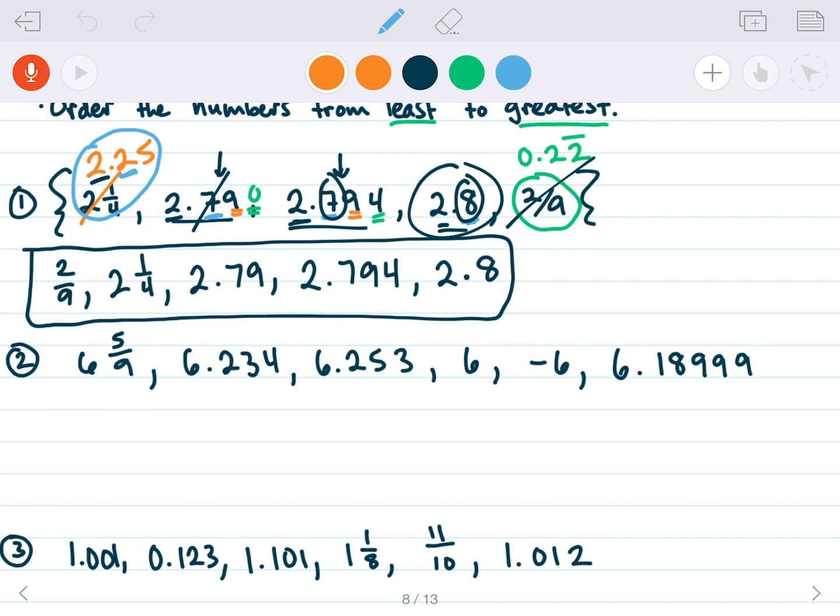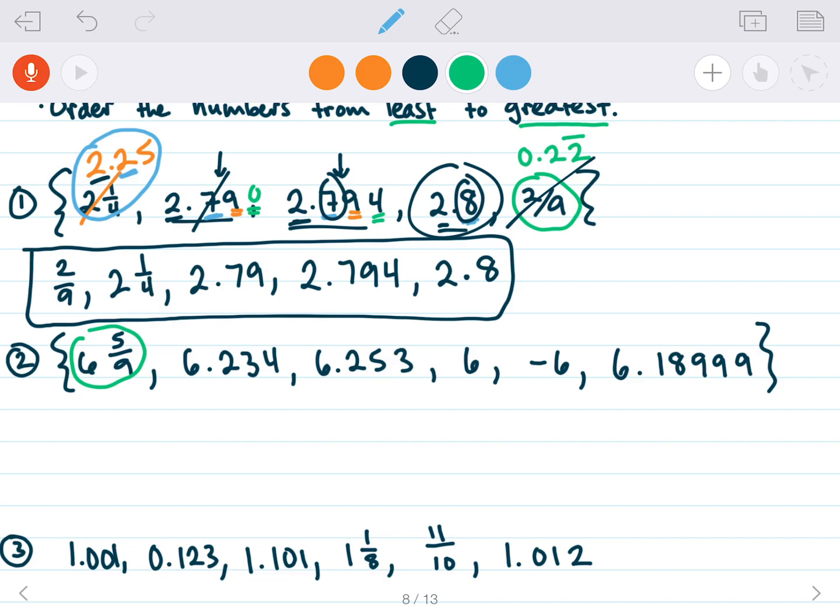Let's try the next problem. So we have a list of numbers starting with 6 and 5/9, ending with 6.18999. And we want to order these from least to greatest. So the first thing I want to do is make sure everything is in decimal form so that I can compare numbers in their decimal form. And it looks like the only number that needs to be changed is this mixed number right here. So change this into a decimal.